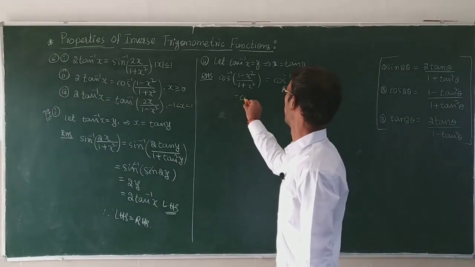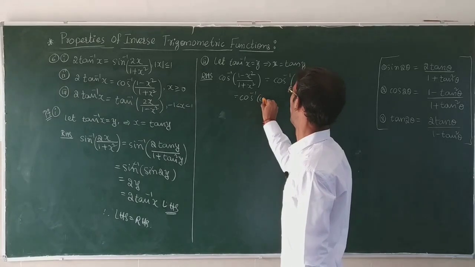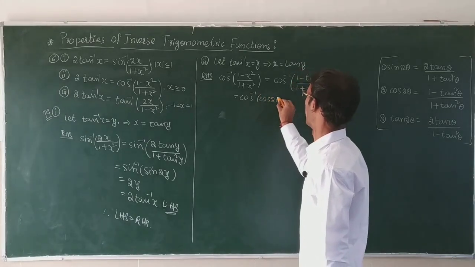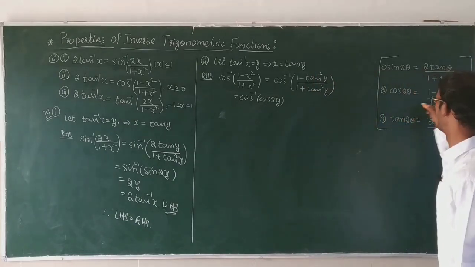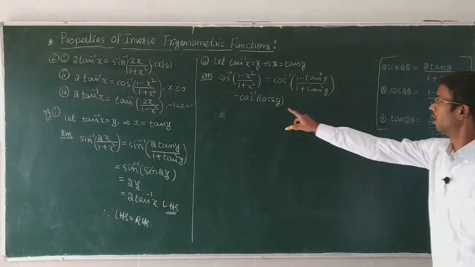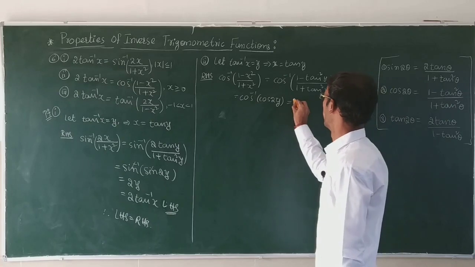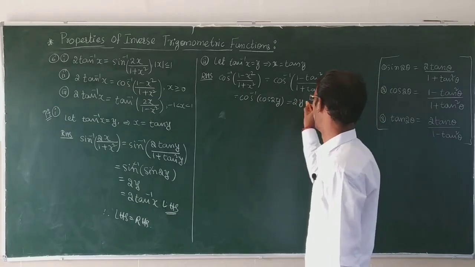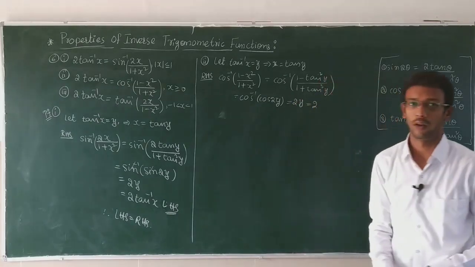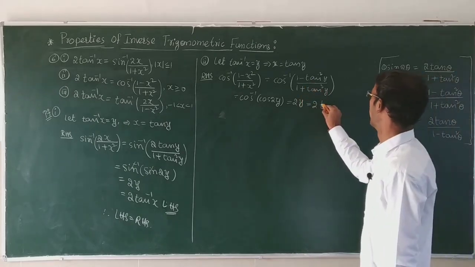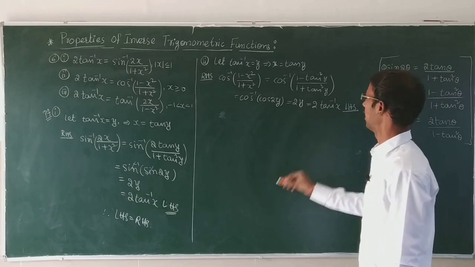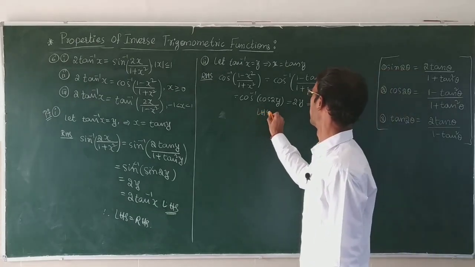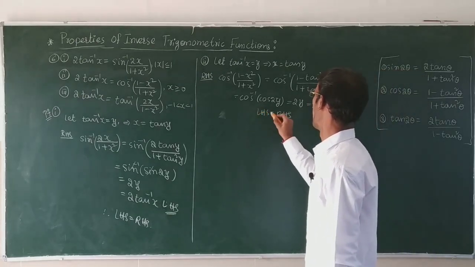This is equal to cos inverse of the cos 2 theta formula. So here, the cos 2 theta formula I wrote, in place of that you can write cos 2y. This will become 2y. That is equal to 2 into y. What is the y value? Tan inverse x. This is the LHS. LHS is equal to RHS.